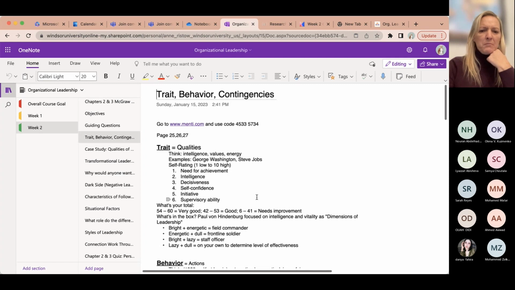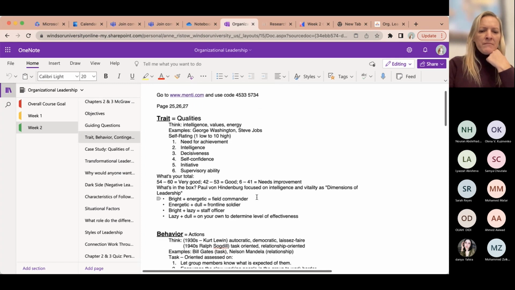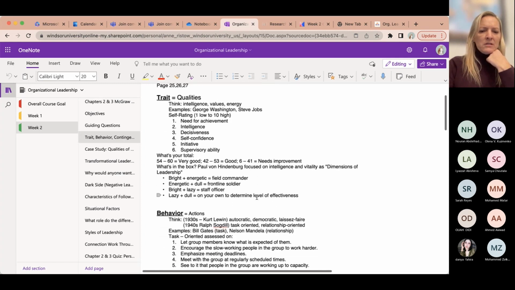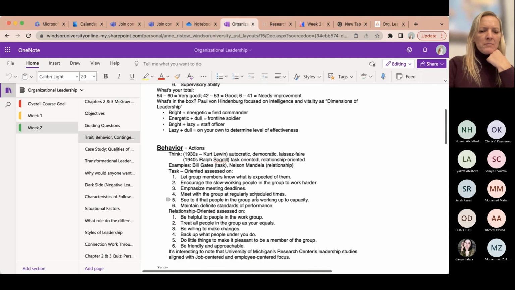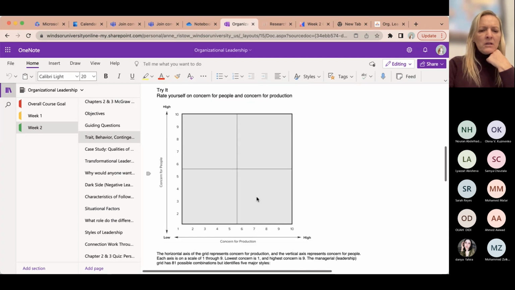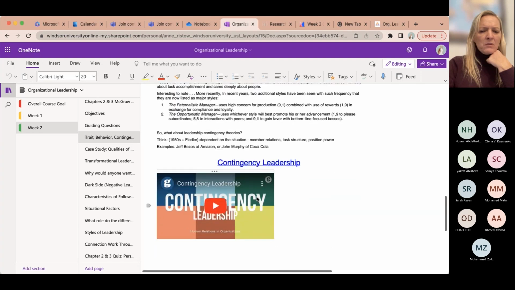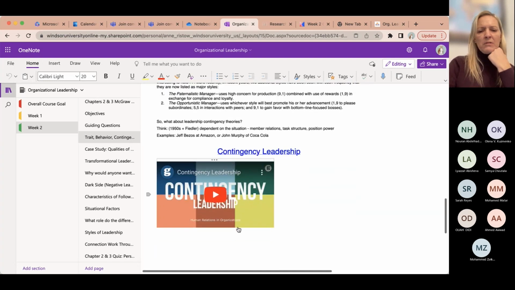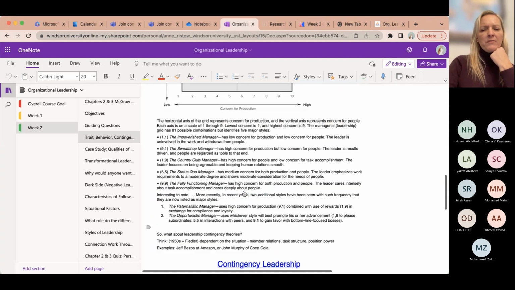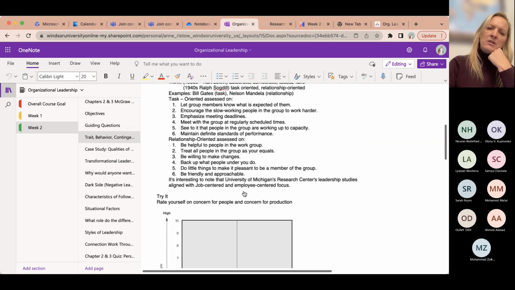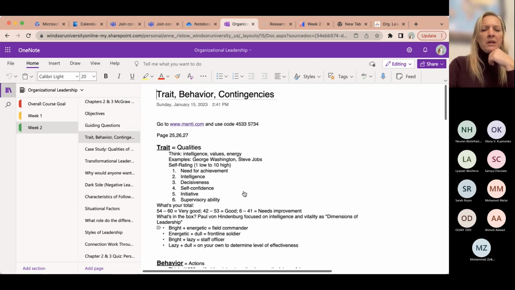Before we open up the Mentimeter, I wanted to scroll down here for a minute and let you know that there is a brief video here on contingency leadership that we'll revisit. But first, I want to go into Mentimeter. We're going to do one engagement, then step out of Mentimeter, and then go back into it for additional engagements.